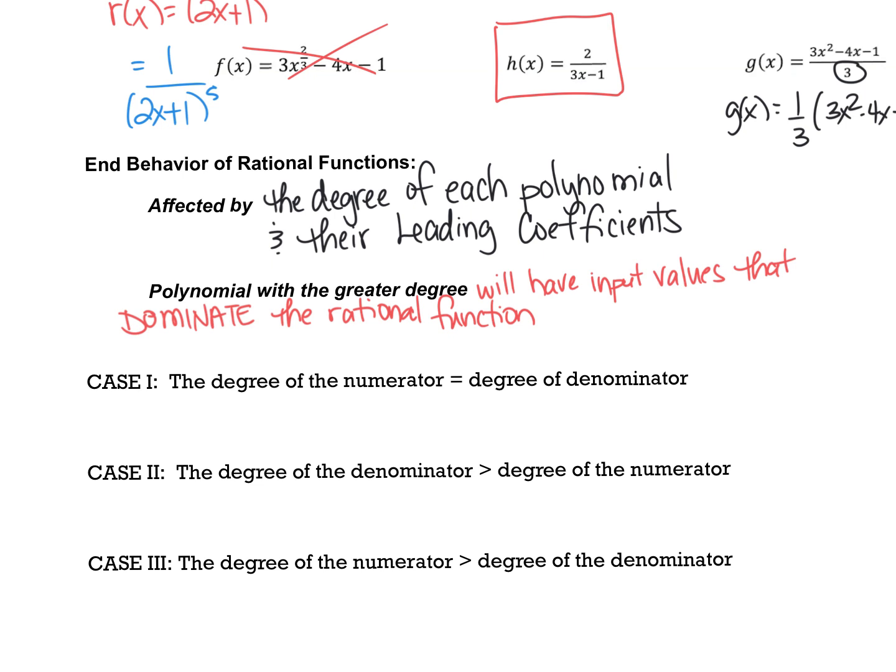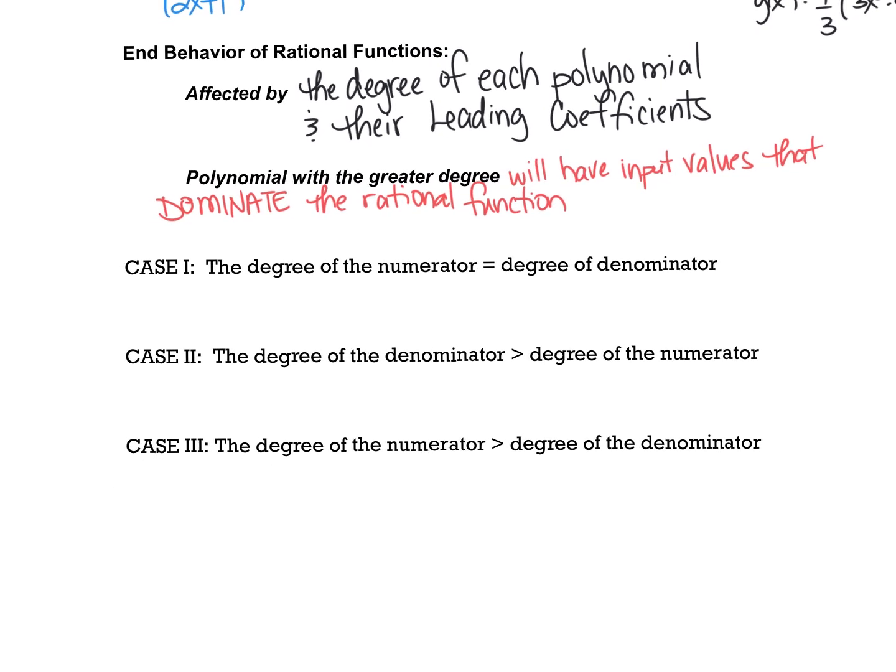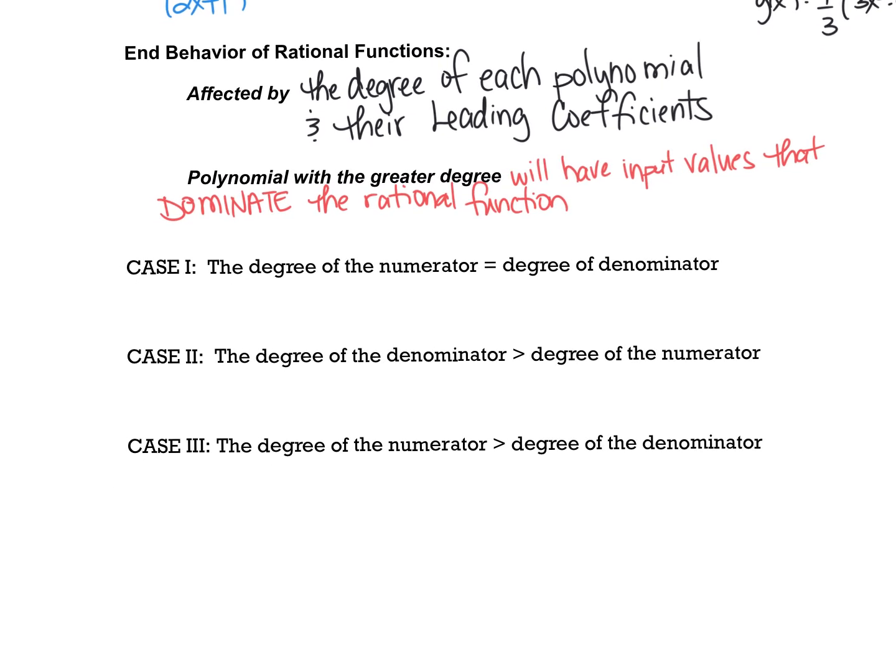Okay, so we've got 3 cases in terms of our end behavior that we're going to talk about. These are also going to help us to understand horizontal asymptotes. So here's how it works. Let's say that the degree of the numerator equals the degree of the denominator. In other words, it might look something like this. F of x equals x squared plus 7x plus 2 over 2x squared minus 1. Just made that up.